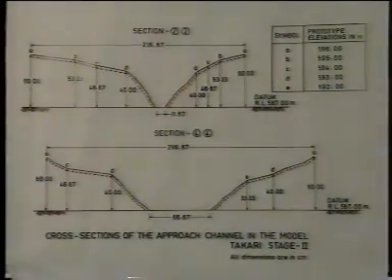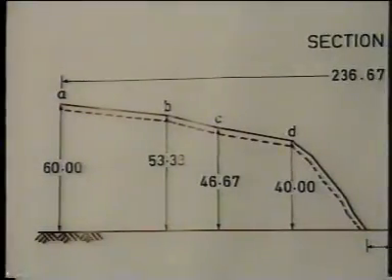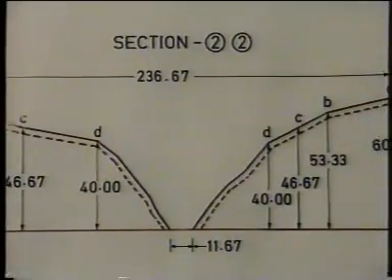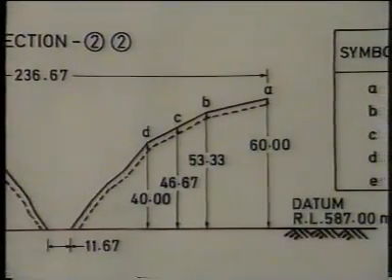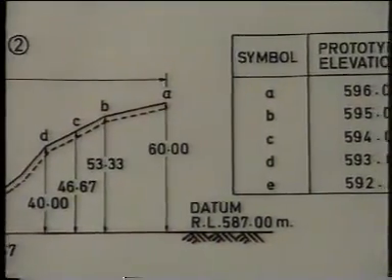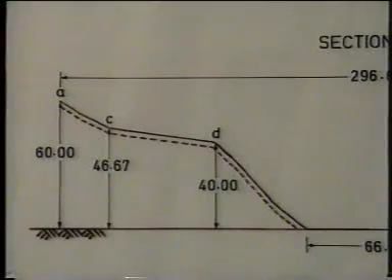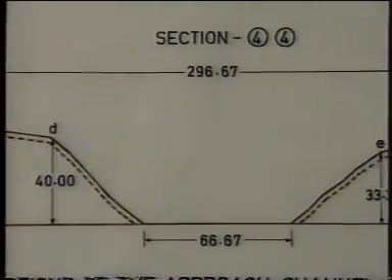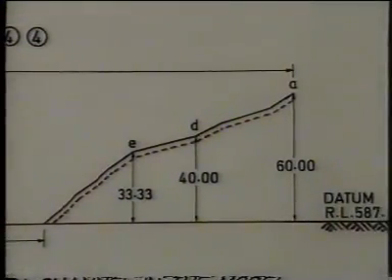The most sensitive and difficult part of constructing the model of stage 2 is to reproduce the geometrically similar cross sections of the natural approach channel to a desired accuracy. Typical cross sections of the approach channel are seen in this view. Points A, B, C, D in the cross section and the corresponding heights shown represent the scaled down heights in the model. The dashed line and the finished line indicate the thickness of the plaster.